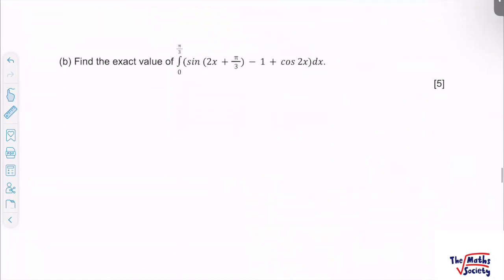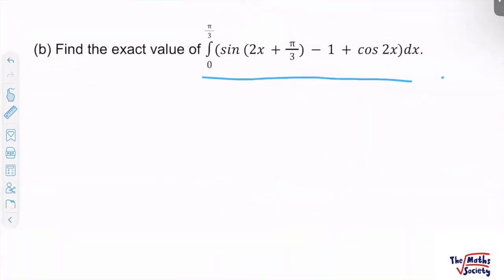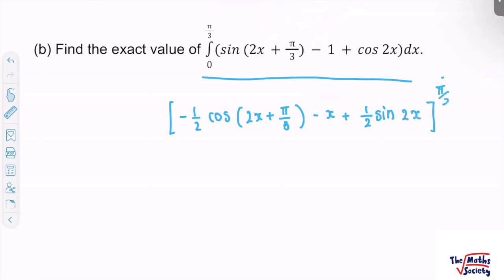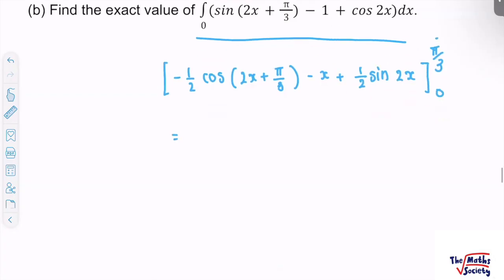And moving on to b, you need to find the exact value of this. So we just integrate again: minus half cos 2x plus pi by 3, that's minus x plus half sine 2x, with limits pi by 3 and 0. So you have minus half cos pi minus pi by 3 plus half sine 2 pi by 3 plus half cos pi by 3.